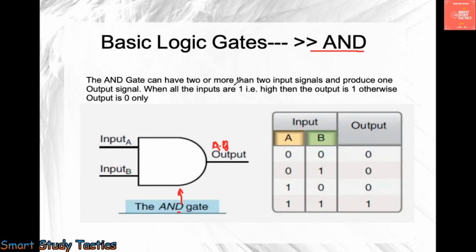When all the inputs are 1, then we get 1, otherwise 0. So let's understand. If you give 0 0, you get 0. If you give 0 1, as you can see, if any one of them is 0, you get 0. If both are 1s, then you get 1. I think this is also clear to you. I think this topic is clear to everyone.